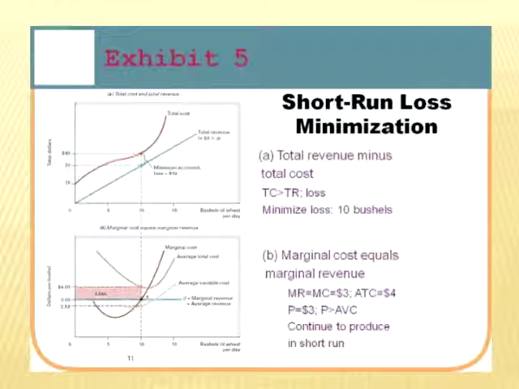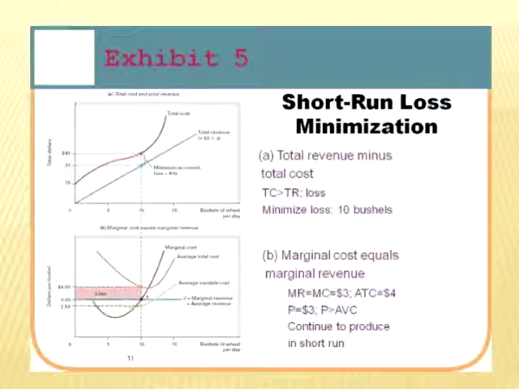The loss is shaded in pink there, and so you can see exactly how much that is, and it's equivalent to the difference between the $3 and the $4. It's costing us $4 to produce it, we're selling it for $3, so it's that $1 times the 10 units. We're losing $1 per unit times the 10 units, and the result is we're losing a total of $10.